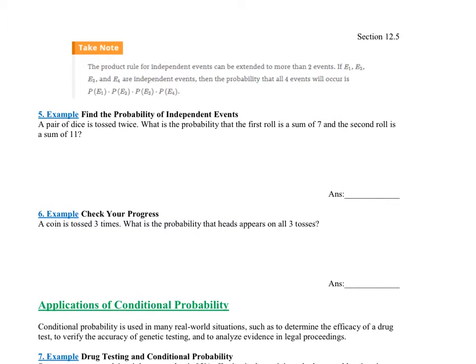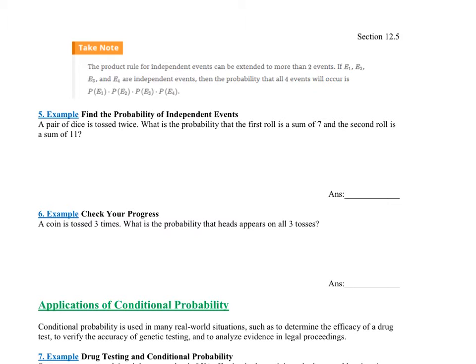Example 5 says, a pair of dice is tossed twice. What is the probability that the first roll is a sum of 7 and the second roll is the sum of 11? Again, I'm going to ask you to refer back to the chart that we created of the dice on the previous page of this packet, where you look at all the sums.